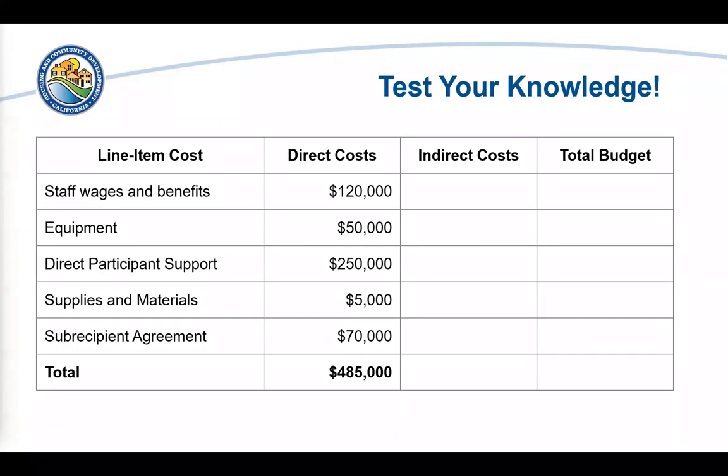So as we continue to work through this here, I'll give you a hint. 3 of the 5 line items here are considered modified total direct costs. So that's hint number 1.